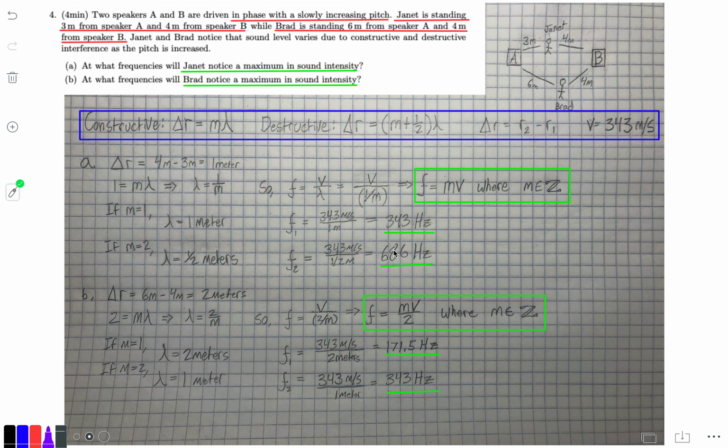In this problem we are asked to calculate the frequency at which two speakers in phase will produce their maximum sound intensity. So just looking at the intro to this problem here, our speakers are driven in phase, which is important to note because they're going to be similar. They're increasing in pitch.